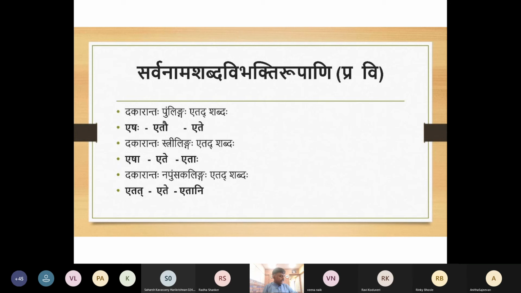Napumsakalingam. Eshaha, Etau, Ete. Males standing near me. Eshaha Balakaha, the boy near me. Etau, two balakaus. Ete balakaha, all these boys. Ete purushaha, Ete janaha, all these men standing near me. This is all Pradhama Vibhakti. I'm just repeating all this because this is what Pradhama Vibhakti is.